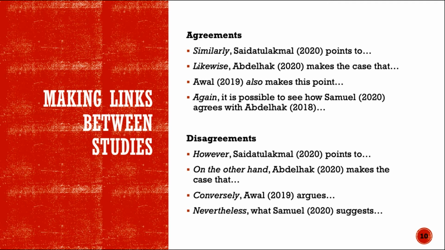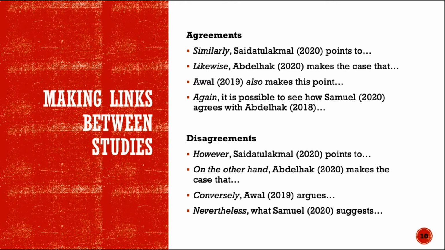So how are we going to make links between studies? We are going to use many verbs. For example, I just give some here. When you come to agreements, to agree with previous studies, you can say similarly, Sayyidatul Akmal 2020 points to, or likewise, Abdul Haq 2020 makes the case that, or Awal 2019 also makes this point. Or you can say, it is possible to see how Samuel 2020 agrees with Abdul Haq 2018. So this is in agreement.